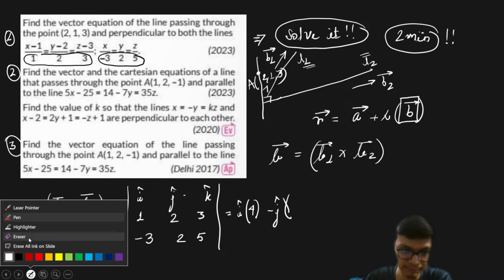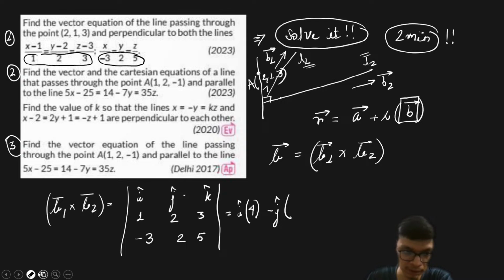I hope you know how to find a determinant, right? It is a summation of the cofactors multiplied with the elements of any row or any column of the given determinant. So i cap times 4, and minus j cap times 5 minus of minus 9, that is going to be minus of plus 14, right? Plus k cap times of 2 minus of minus 6, that is going to be equal to 8, right?